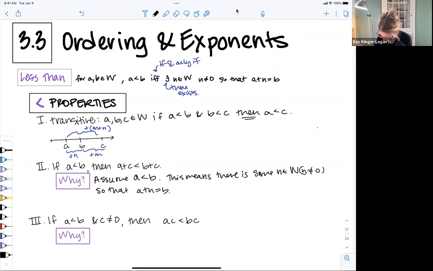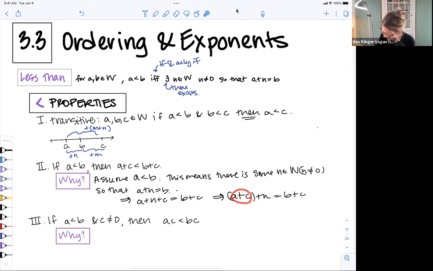So now let's take this equality and add C to both sides. So this means that A plus N plus C is equal to B plus C. And of course, addition here is commutative, which means I can change the order of these two terms. So A plus C plus N is equal to B plus C. And now A plus C and B plus C satisfy the same relationship that A and B had up here. And what that means is A plus C is less than B plus C.